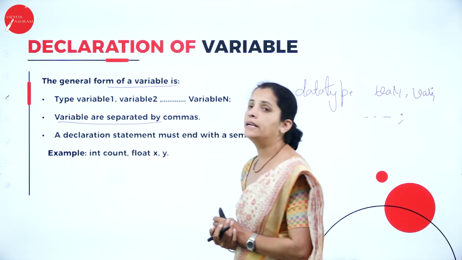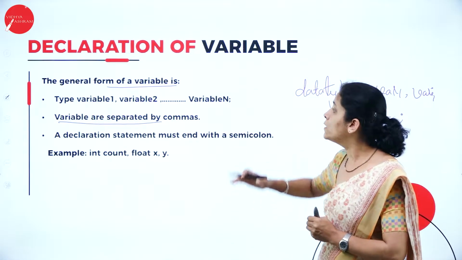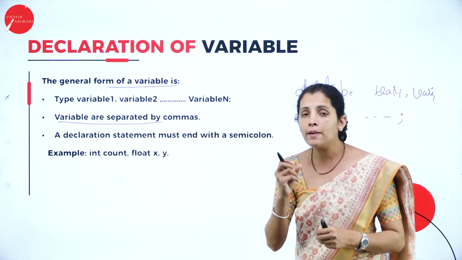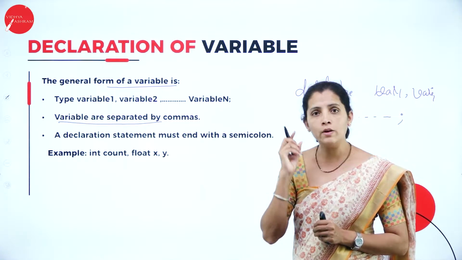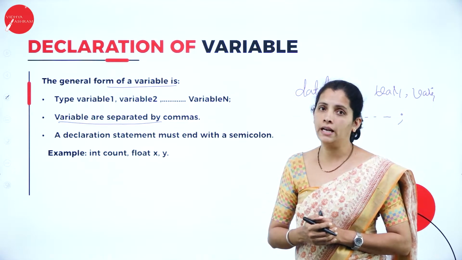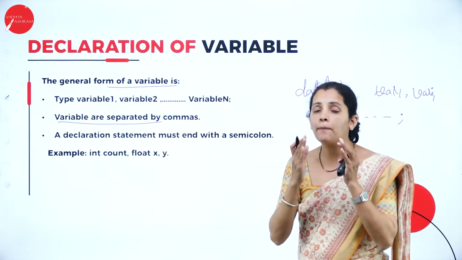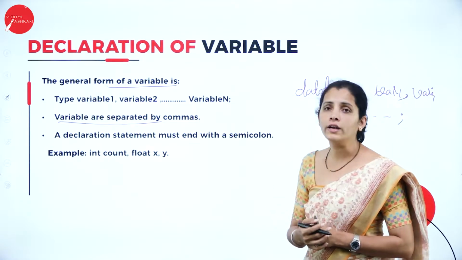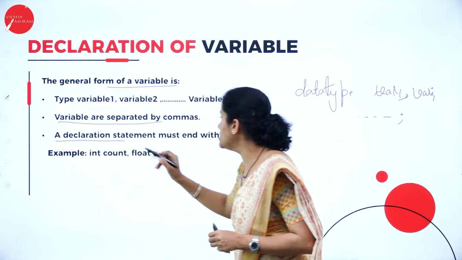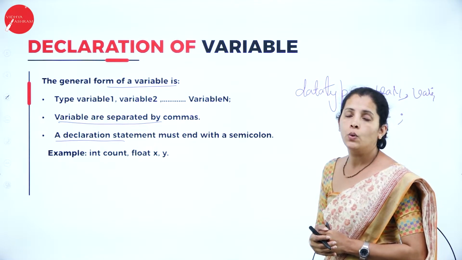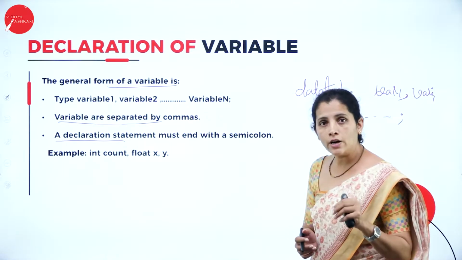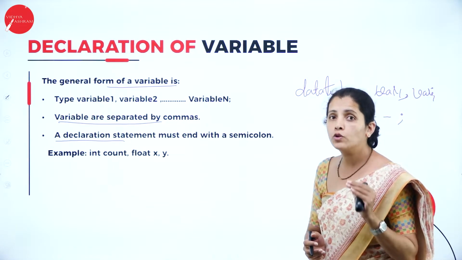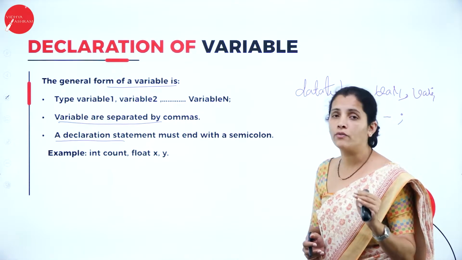Variables are separated by the comma. That means in one single statement, or in one single line, I can declare more than one variable of the same data type. To separate the variable names, I am going to use the operator called comma. A declaration statement must end with a semicolon. In order to indicate that this is the end of the statement, I am going to place the semicolon at the end of the line.